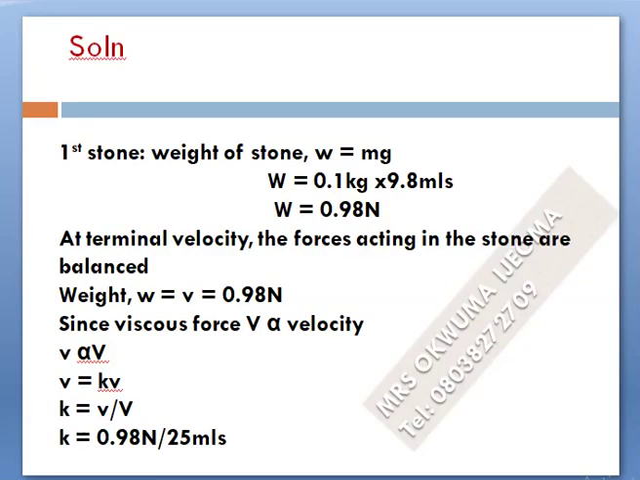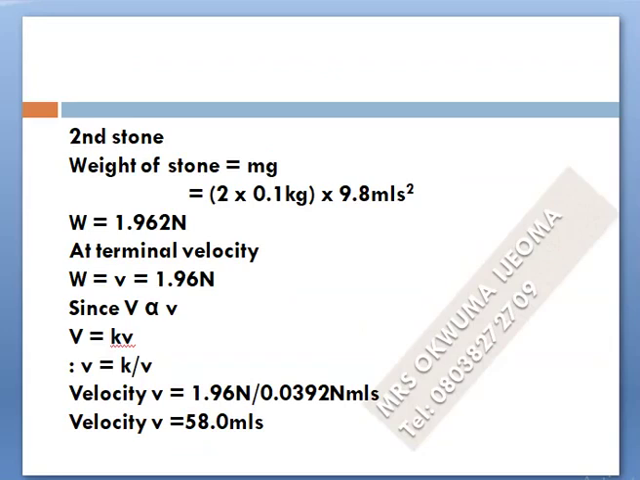Now let's go over to the second stone. We go over to the second stone, and that is the one we are looking for its terminal velocity. Now remember, the weight of the second stone is twice that of the first stone, and the weight of the first stone, which is 100 gram, we change it in kilogram to be 0.1 kilogram. So we multiply it by 2, that is twice. Then that is my M times G, which is 9.8. So the weight of the second stone is 1.962 Newton.